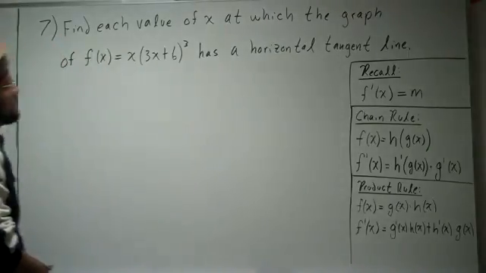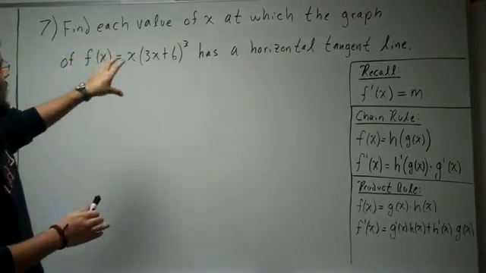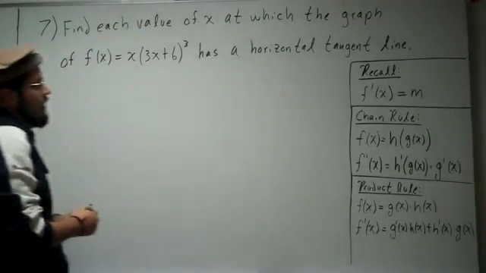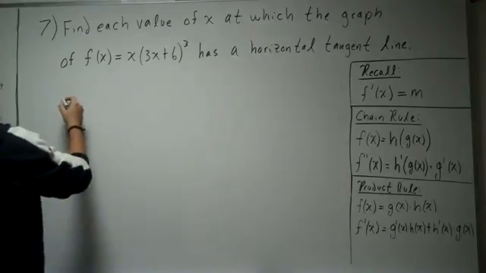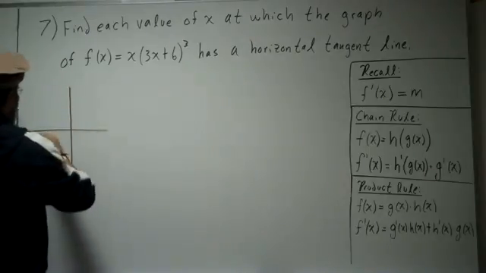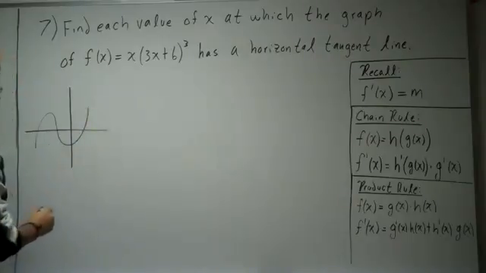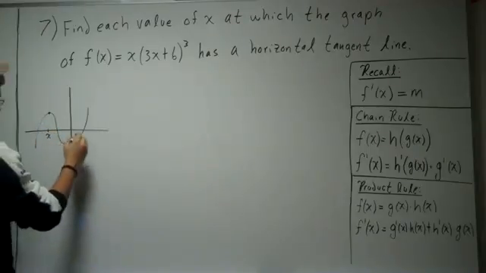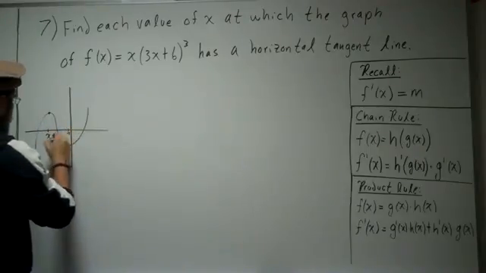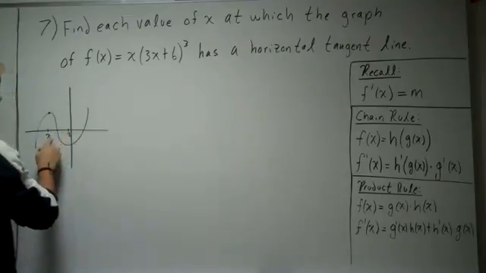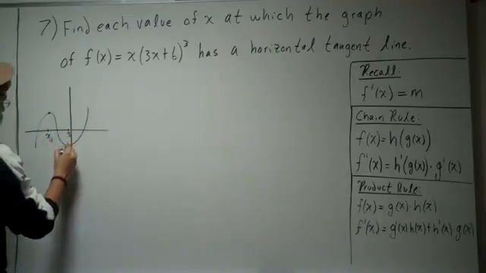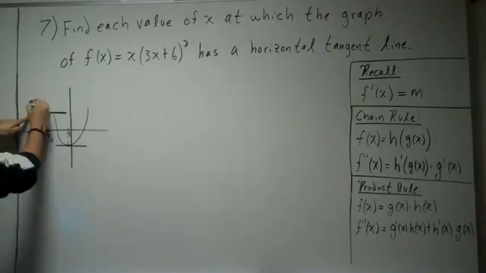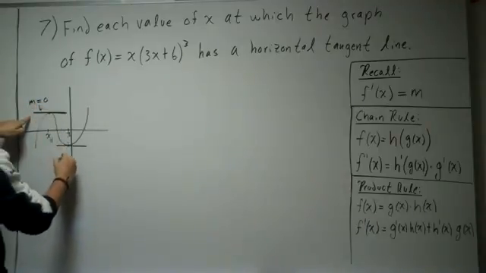Okay? Alright, so now let's read this again. We need to find all x at which the graph of this function has a horizontal tangent line. Quick example. Let's say we had some graph here that looks something like this. The horizontal tangent line, what does that mean? That means that you need to find this x value here and the x value here. Let's call this x0 here, x1 here, such that you have this horizontal tangent line. The horizontal tangent line means that the slopes here are equal to 0.